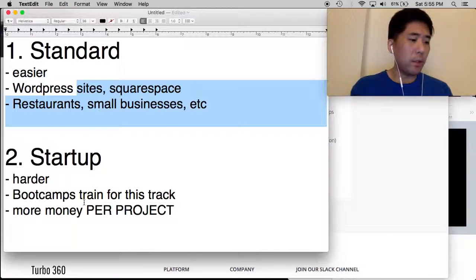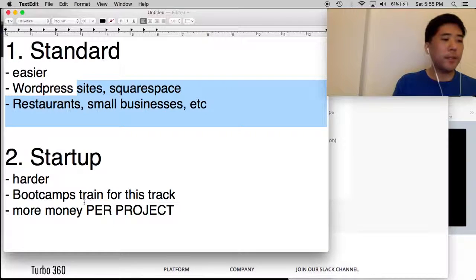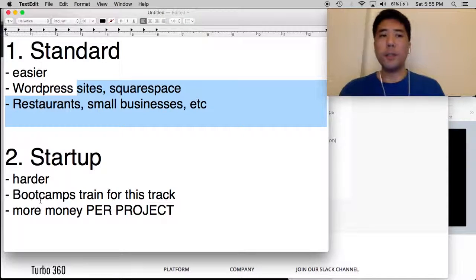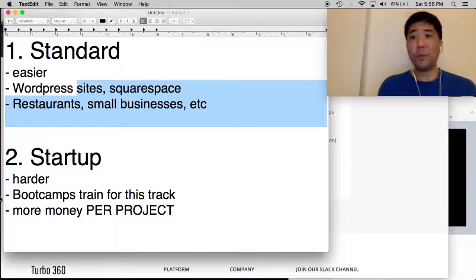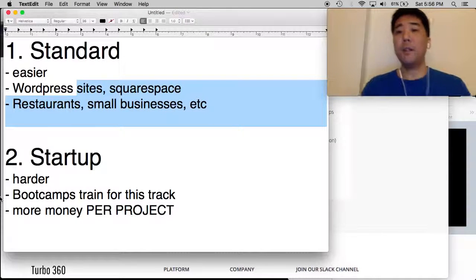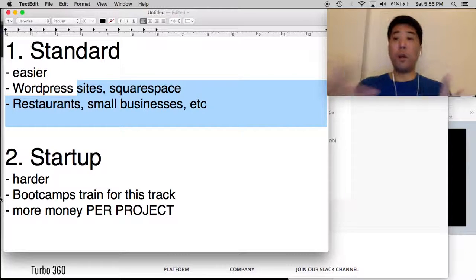Let me make sure I have all the notes covered here. One more point I want to go back to is the standard track. At first it seemed like I was underselling it because of the low ceiling, but keep in mind it's a much higher market volume. In New York City alone, there's something like 24,000 restaurants or some crazy number like that. There are not 24,000 startups. I want to be very clear about that. So again, you want to really think in terms of the long-term play here.